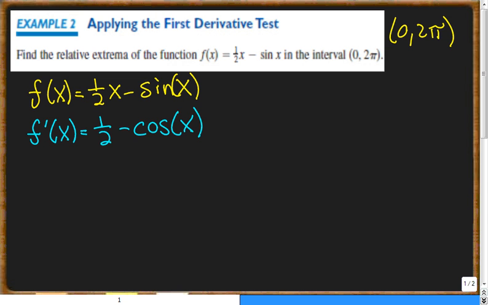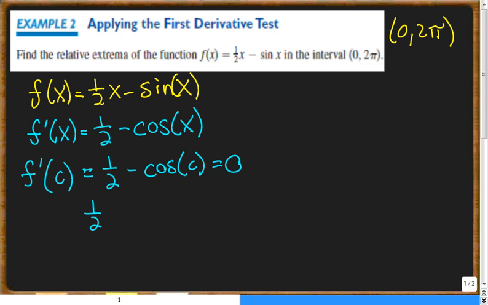And we're looking for when that's going to be 0. So we're looking for our critical numbers, any critical number which is 0 or undefined. So we get f prime of c equals 1/2 minus the cosine of c, and then it all has to be 0. So we're going to go about solving this. We get 1/2 equals the cosine of c, and so this will occur. Cosine will be 1/2 at pi over 3 and 5 pi over 3. So we need to look at our derivative around these points.